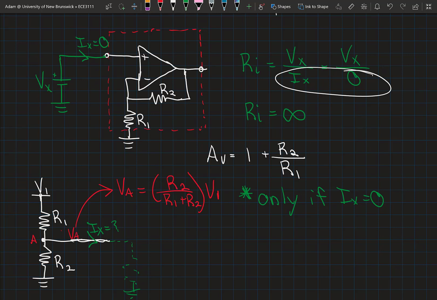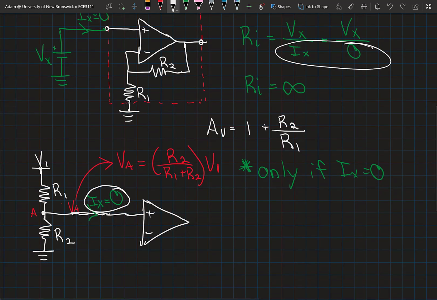But how do we ensure that our current here is 0 while still making use of this voltage VA that comes from the center of these two resistors? Well, we just got done saying that using an op amp here with its infinite input resistance is going to ensure that this current flow is 0 from the center point of this voltage divider.